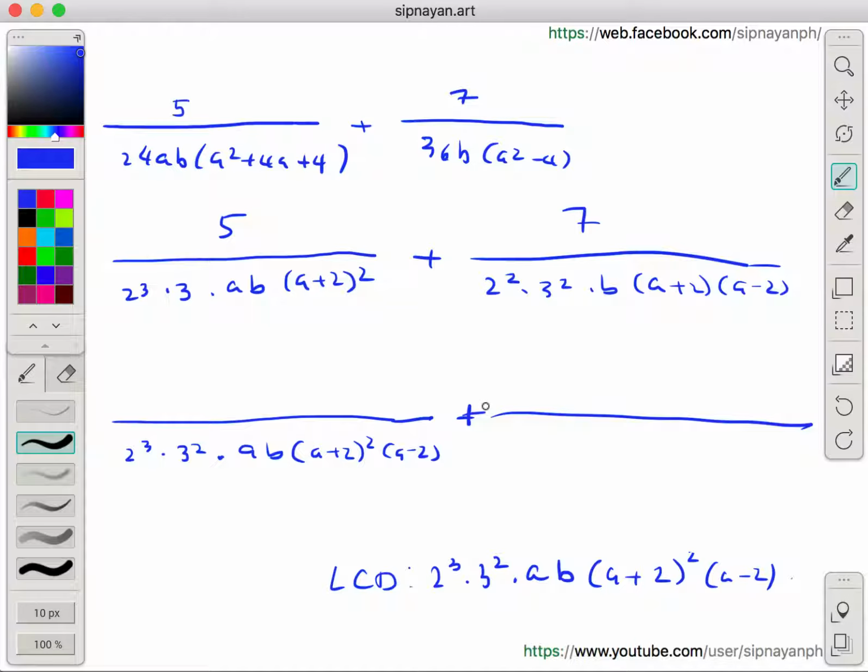Sakop na rin nito yung subtraction kasi pareho lang yung proseso, magpapalit lang tayo. Pag nag-minus ako dito, papalitan ko ito ng minus. And then, same: 2 cubed times 3 squared times AB times (A plus 2) quantity squared times (A minus 2). Okay? So, same. Dapat pareho, no?